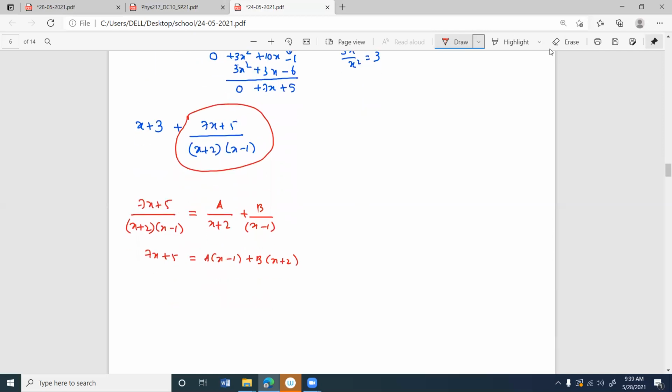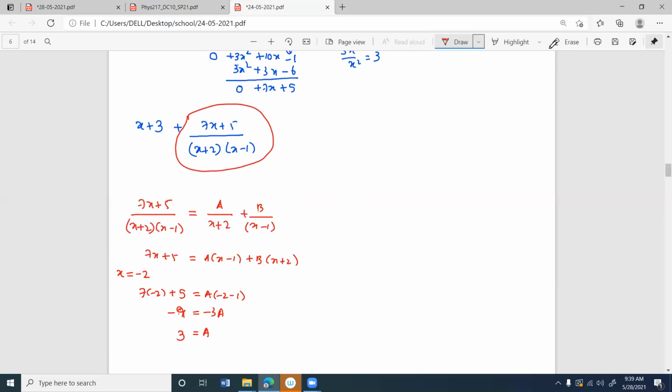Then to get a, I make the b term zero by making x equals minus 2. So I can write 7 times minus 2 plus 5 is equal to a times (minus 2 minus 1). Minus 14 plus 5 is minus 9, and it's equal to minus 3a. Yeah, that's it. Then therefore a equals how much?